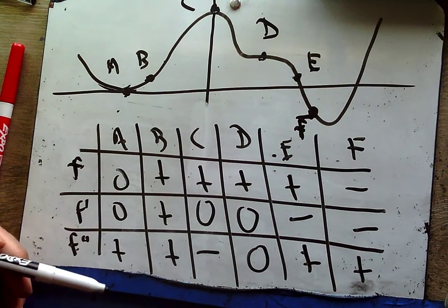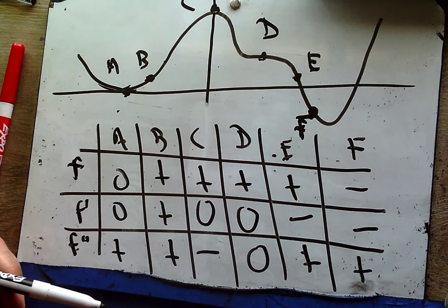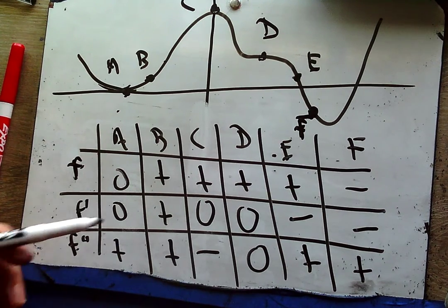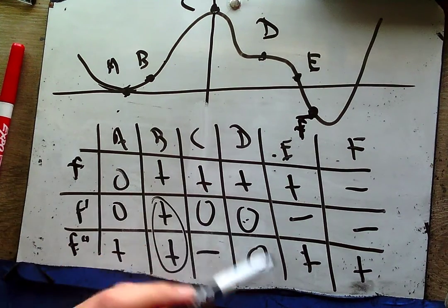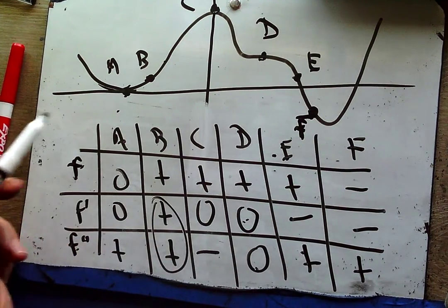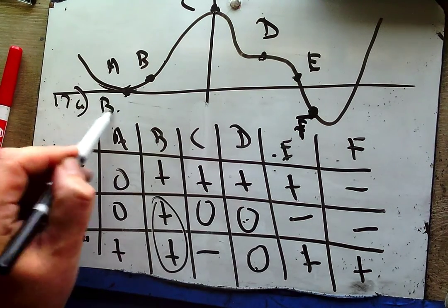Okay, so what were we looking for here? F prime and F double prime have the same sign and aren't both 0. Same sign? Both 0, no good. So only at point B. 17A is point B.